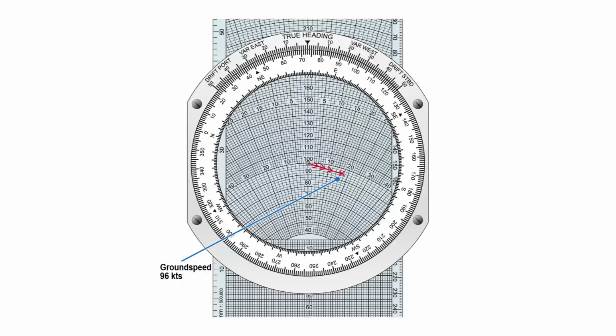You may find there is a slight variation of plus or minus 1 knot due to inaccuracies in your marking of the wind on the wind scale side of the computer, or the measurement uncertainty due to tolerances in the flight computer manufacturer itself. These are to be expected and acceptable.